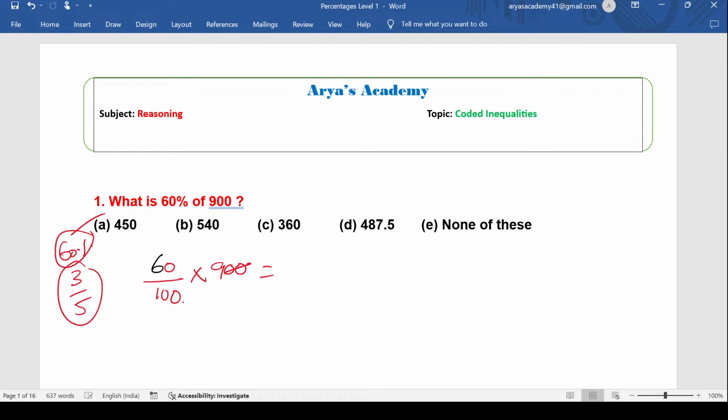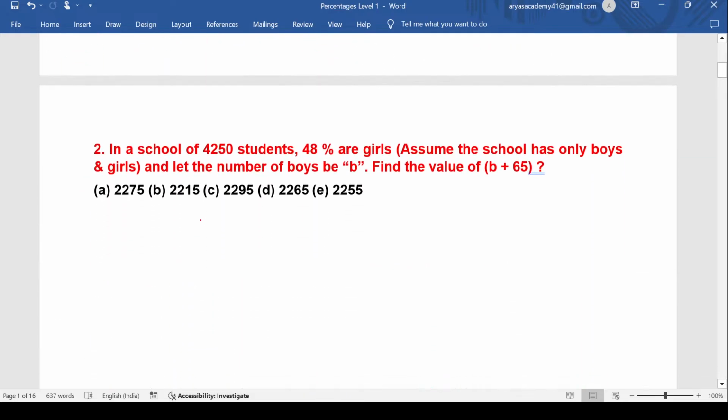If you go for cancellation, two zeros and two zeros are cancelled. 9 6s are 54, but still one 0 is left. So the answer becomes 540, which is option B. So it's a very simple and straightforward question. Let's move to question number 2.